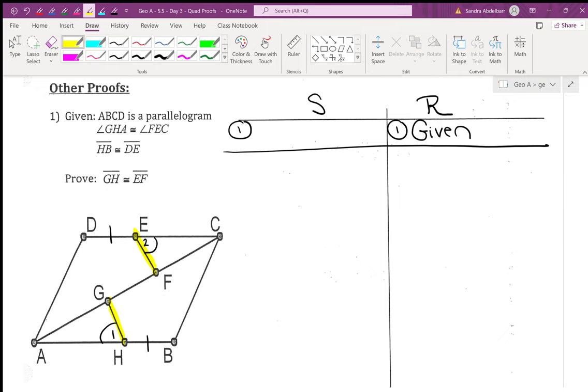GH congruent to EF, is that a property of a parallelogram? No, it is not a property of a parallelogram. Since it's not a property of a parallelogram, and clearly there's no reason right now we should be able to say that GH and EF are congruent, what do you think the game plan is going to be? What is it always? Prove triangles congruent. So we're going to prove triangles congruent and then hopefully CPCTC, GH and EF. Do we agree on this game plan? All right, so I think it's pretty obvious the two triangles we're going to use. We're going to first try to get triangle FEC congruent to triangle GHA.